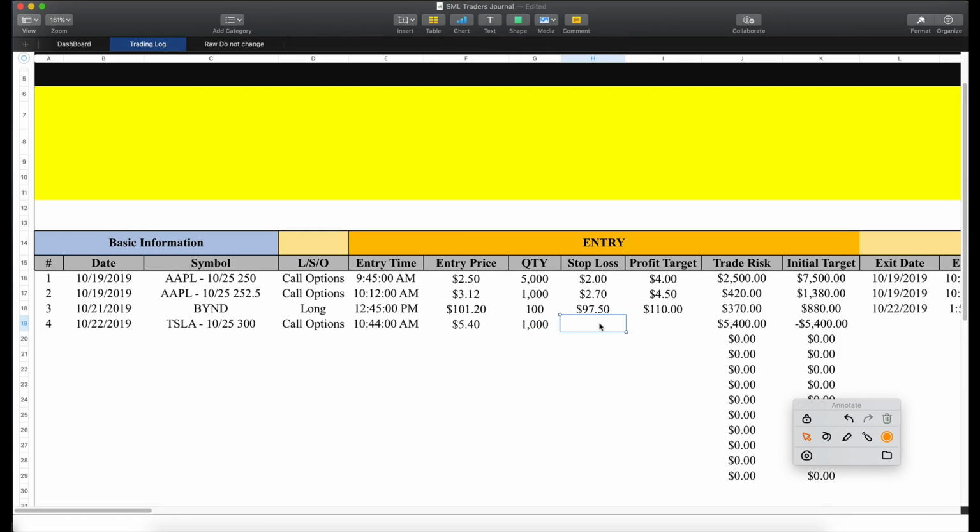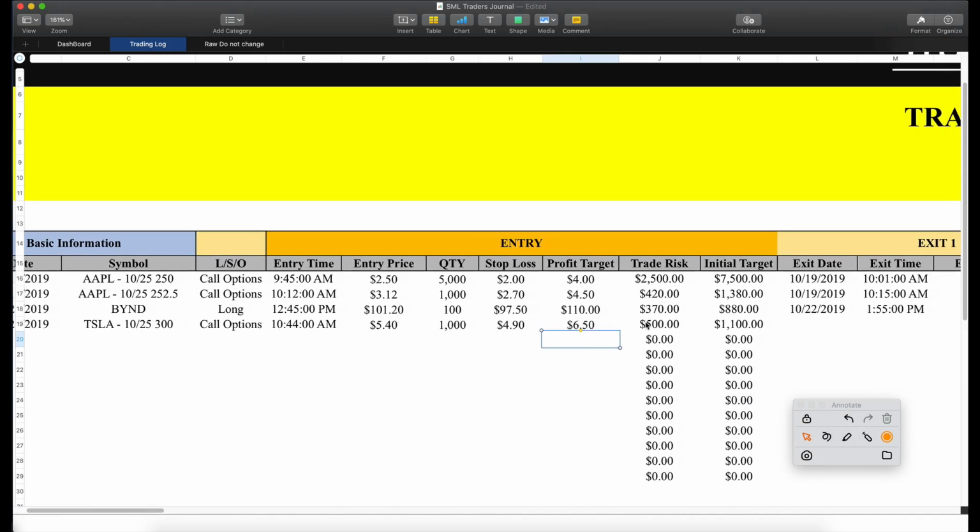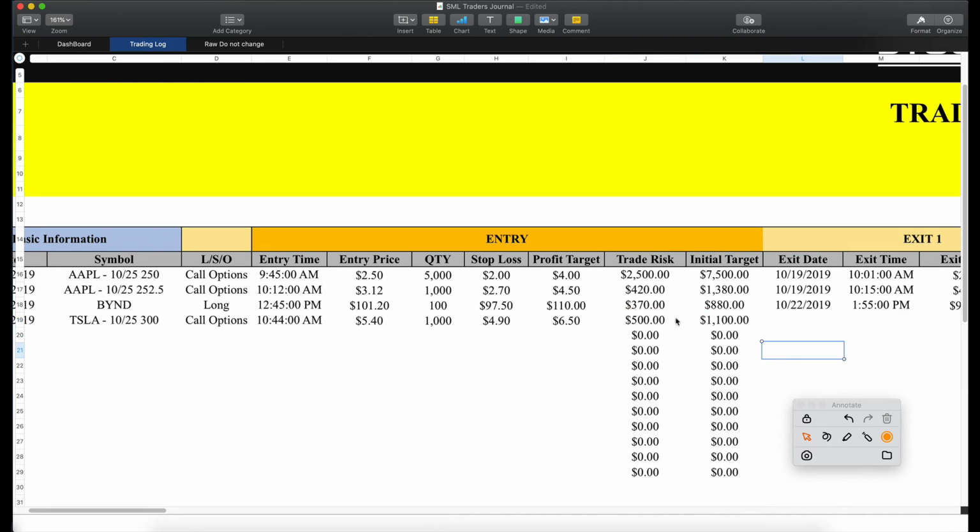Now, the next thing is what was your stop loss? Like I mentioned, on options, having an exact stop loss area is kind of hard, but you want to understand what your risk reward ratio is depending on the trade. So let's just say, hypothetically speaking, it's 4.9. Let's say I'm looking to take profits at maybe 6.5. Maybe it goes higher, maybe it goes lower. Right when I do that, these numbers are automatically plugged in. It shows me my trade risk, how much I'm risking, and how much my initial target is.